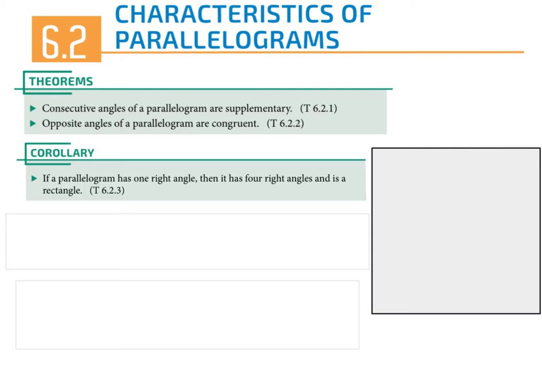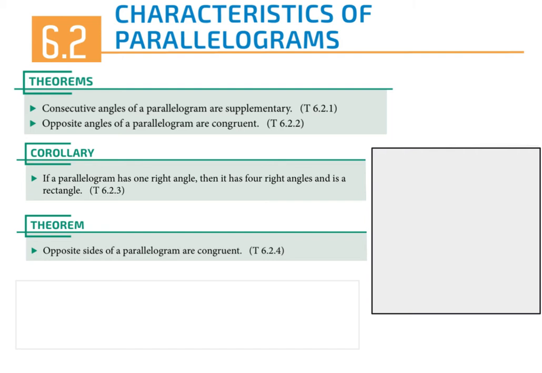If a parallelogram has one right angle, then it has 4 right angles, and it is a rectangle. So you cannot have a parallelogram with only one right angle. Why? Well, the one we just said. If opposite angles are congruent and you have one right angle, the opposite is also a right angle. If consecutive angles are supplementary and you have 90 and then something that adds up to 180, the consecutive angle must also be 90, which means the other consecutive angle is also 90. So if you have one right angle in a parallelogram, it's a rectangle. At least a rectangle. It could potentially be a square.